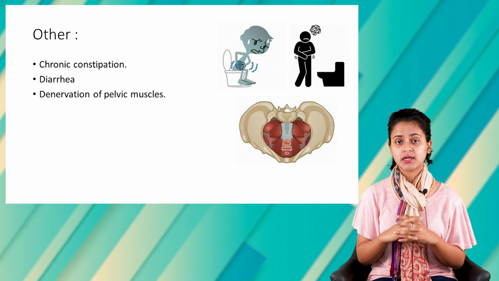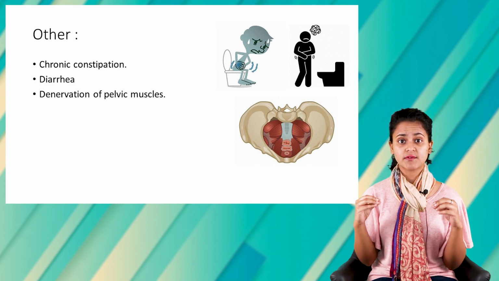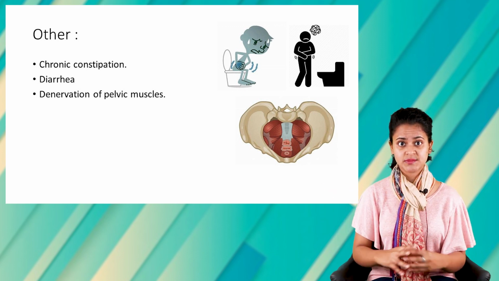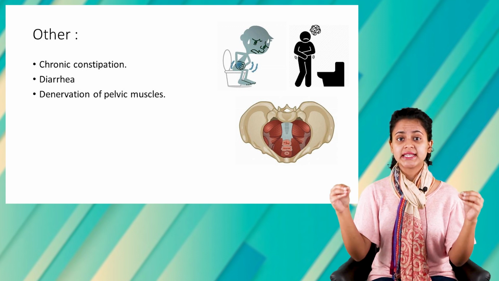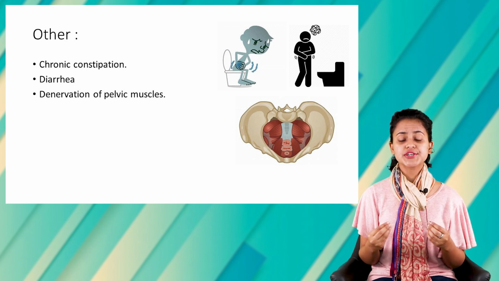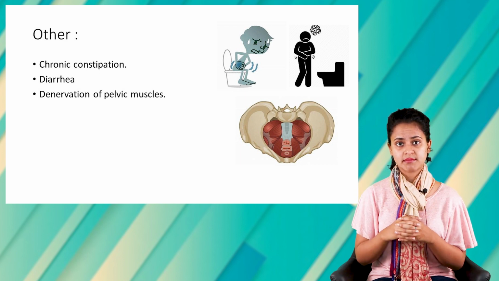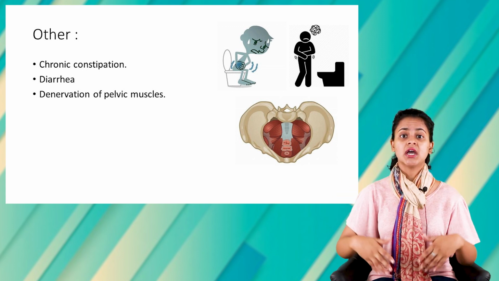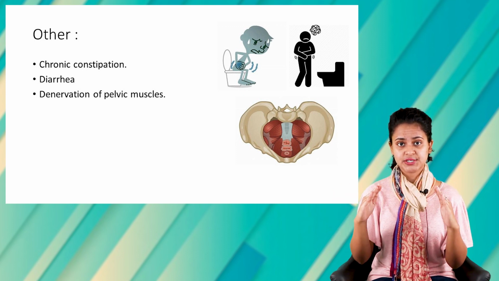The next main cause is diarrhea. As we know, in diarrhea the consistency of the stool is very liquid, and sometimes there is no proper sensation of the urge to defecate, and there will be fecal incontinence the majority of the time. Denervation of the pelvic muscles often will cause a decrease in the muscular tone. Ultimately, that will reduce the sphincter pressure, or the ability of the sphincter to contract and relax will be reduced here.